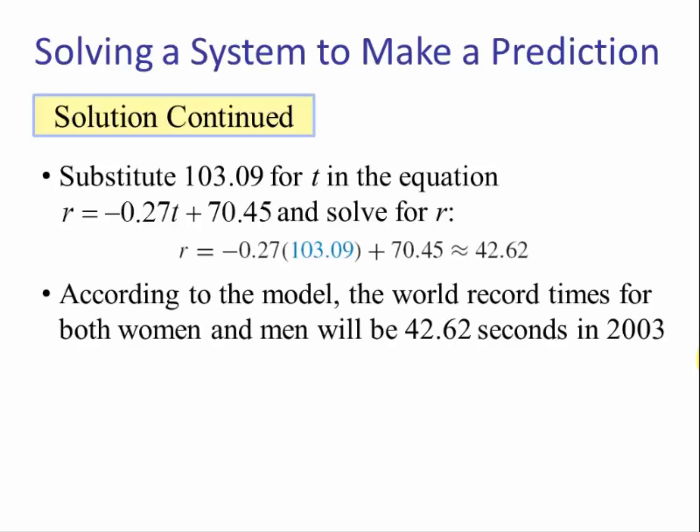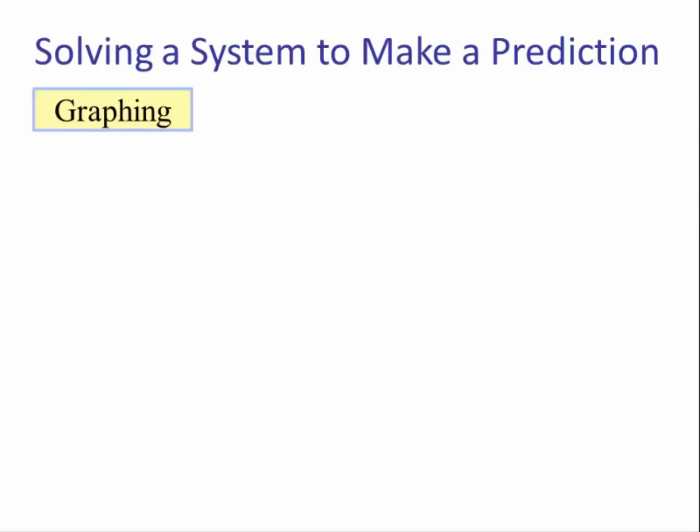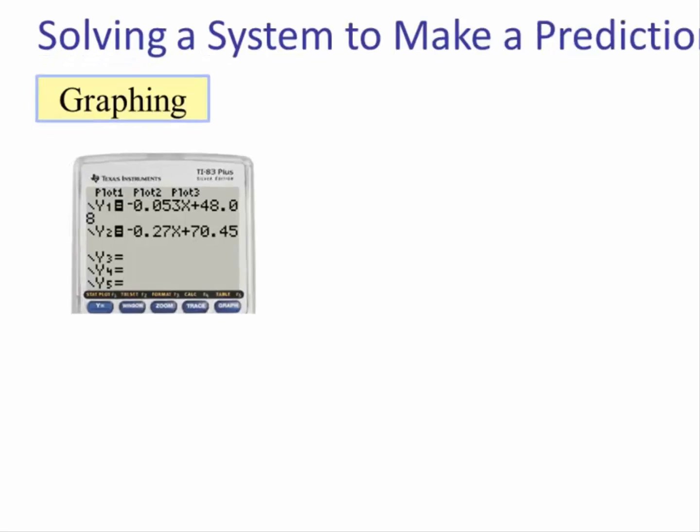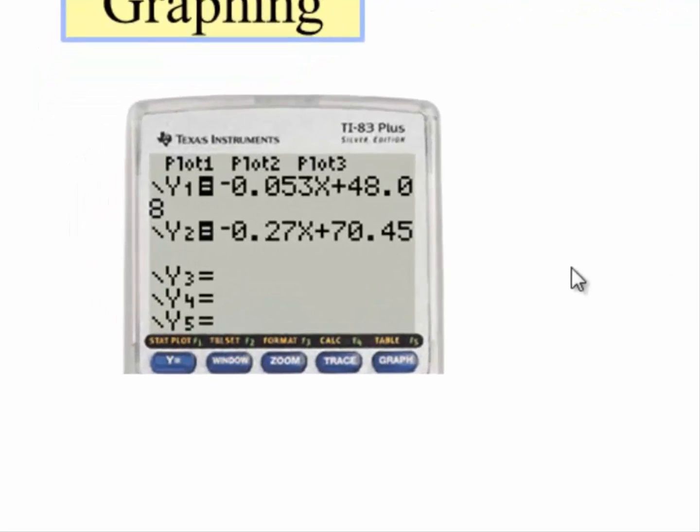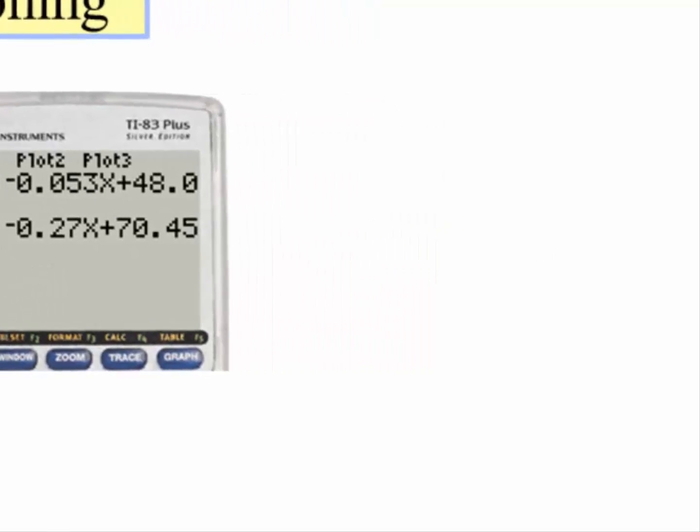According to the model, the world record times for both men and women will be 42.62 seconds and about 103 years after 1900, or in 2003. To verify this by graphing, we go to the Y equals. We type in the equation for men and women. Make sure our stat plot is turned off.